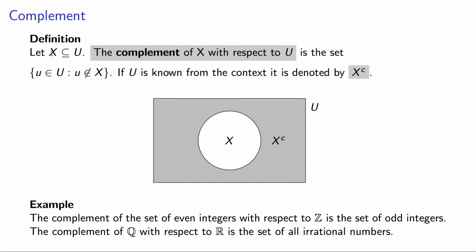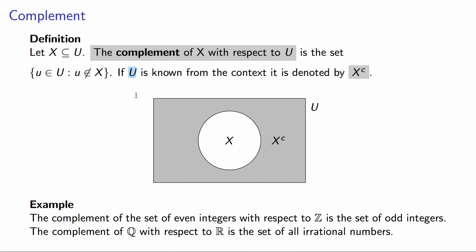But now let X be a subset of U, and we define the complement of X with respect to U. This is the set of those elements little u from capital U for which u is not in X. Such a set is denoted by X with the superscript C, provided that the universe of discourse is known from the context.